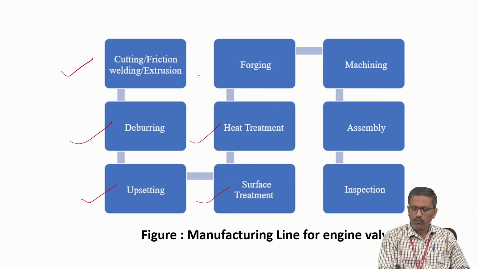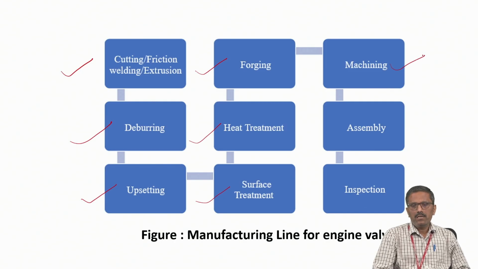Similarly, we go for heat treatment again to improve the properties. Then we go for the forging process to get the valve head shape, and then machining to improve the dimensions of the component. Then we go for assembly, and then inspection of the engine valve, to check whether we have received the correct dimensions or not. So this is the flow of steps in manufacturing an engine valve.